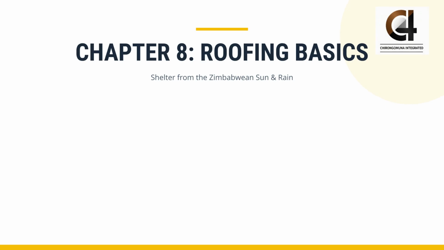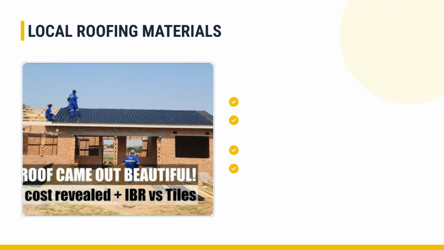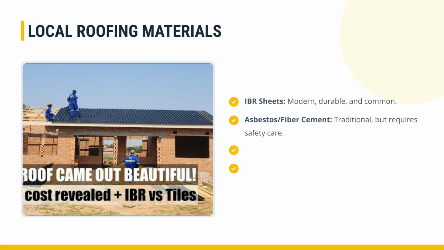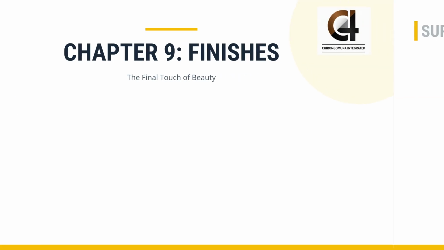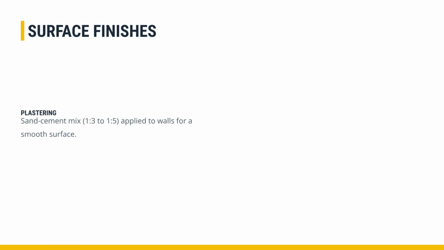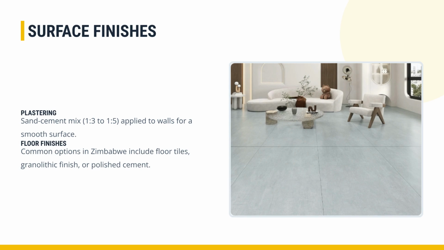Chapter 8 introduces roofing basics, providing shelter from the Zimbabwean sun and rain, concluding the main structural elements. Common local roofing materials include modern IBR sheets, traditional fiber cement or asbestos, heavy concrete tiles, and thatch, used for its traditional aesthetic. Chapter 9 covers finishes, the final touches that add beauty and protection to the structure. Surface finishes include plastering, using a sand-cement mix for a smooth wall. Common floor finishes are tiles, granolithic surfaces, or polished cement.